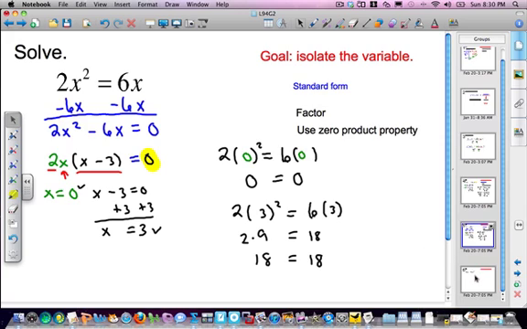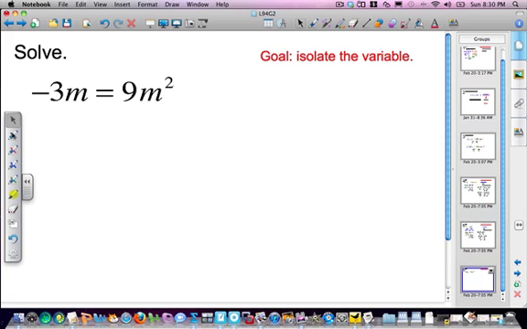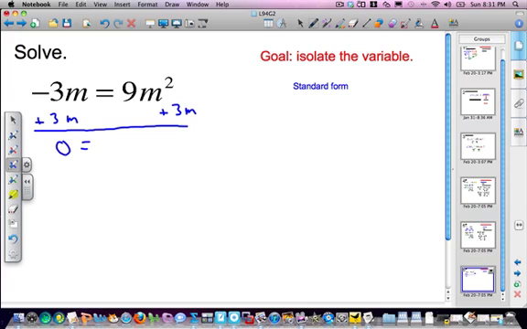Let's try one more. Now this equation is not in standard form. So my first move will be to rewrite the equation into standard form. To do this, I'm going to add 3m to both sides. So my left side equals 0, and the right side equals 9m squared plus 3m.